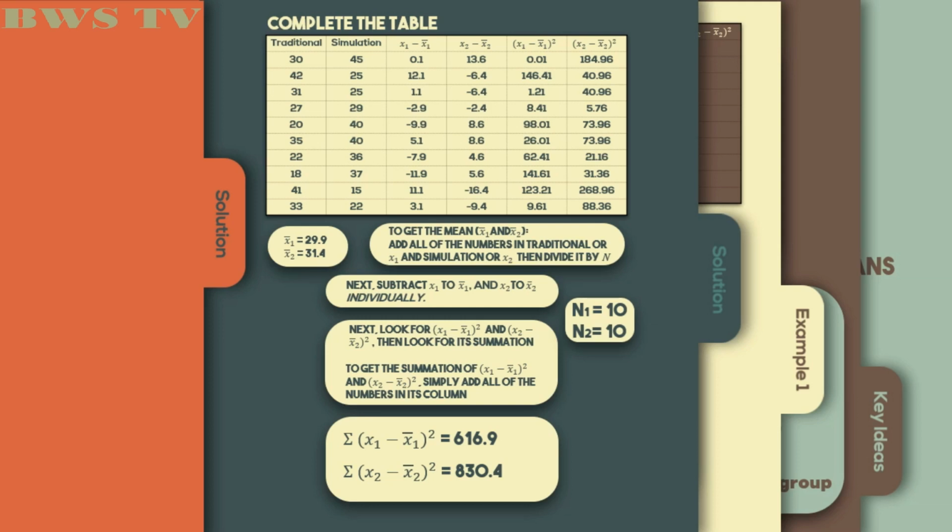Next, subtract x sub 1 to mean sub 1 and x sub 2 to mean sub 2 individually. Next, look for x sub 1 minus mean sub 1 squared and x sub 2 minus mean sub 2 squared. Then look for its summation. To get the summation, simply add all of the numbers in its column. Now, the summation of x sub 1 minus mean sub 1 squared is equal to 616.9 and the summation of x sub 2 minus mean sub 2 squared is equal to 830.4.